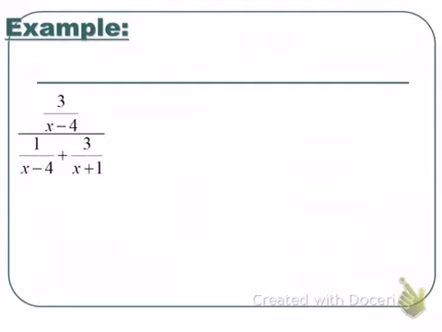So what would the common denominator of all the denominators be? What do I need? I need an x minus 4 and an x plus 1, right? So I'm going to multiply top and bottom by x minus 4, x plus 1.